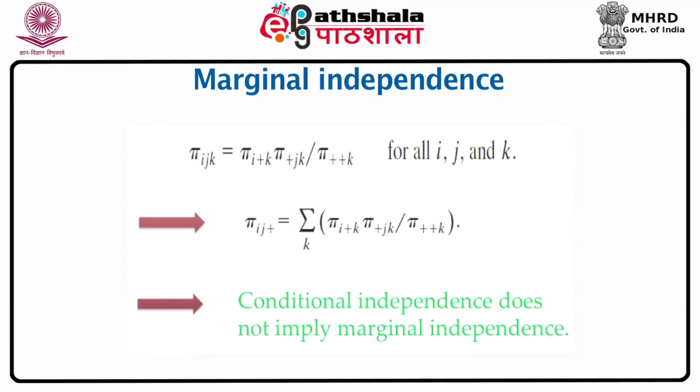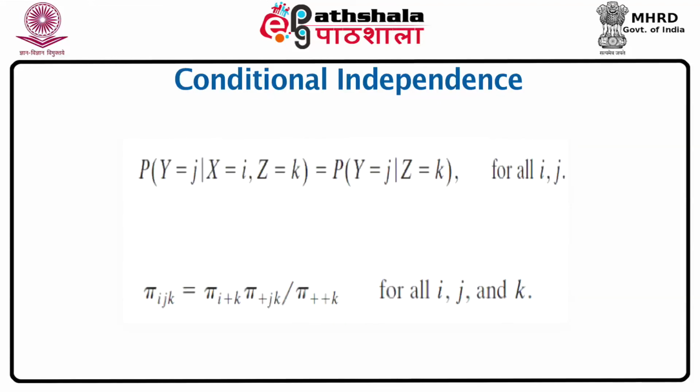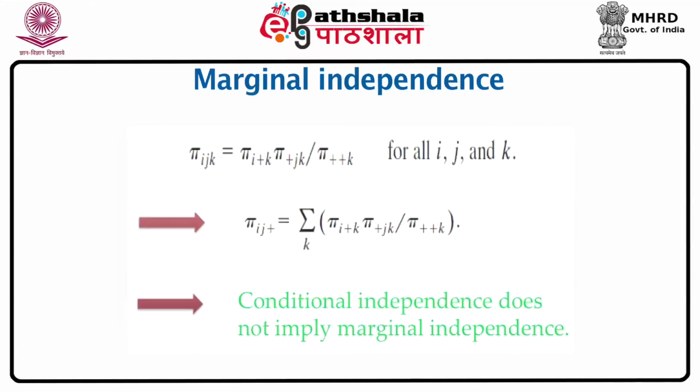Now note that if I have conditional independence, then this is the condition which holds for all i, j, k, and if I sum this equation over k, then it leads to an equation like this, which says that pi_ij+ is the sum over k of pi_i+k pi_+jk by pi_++k. Now this does not look like the same as marginal independence, and hence we come to the conclusion that conditional independence need not imply marginal independence and vice versa.